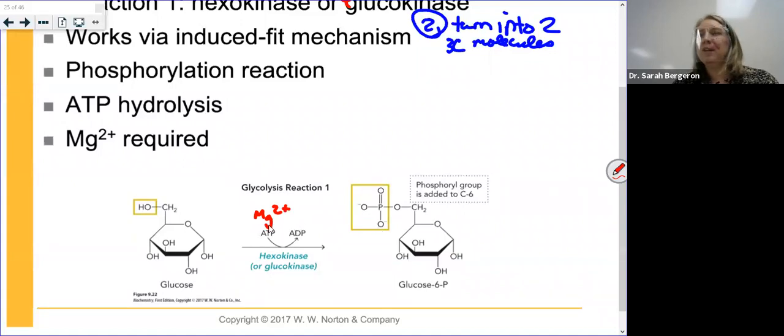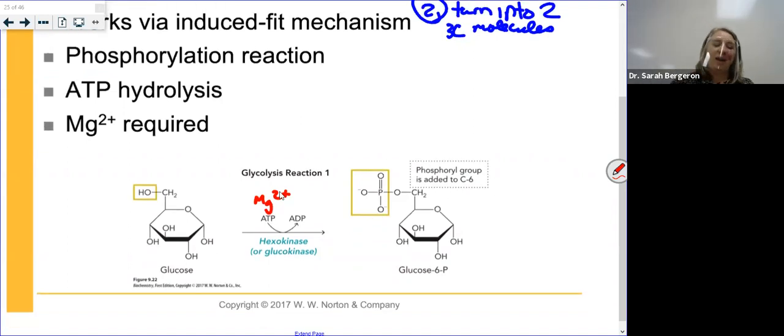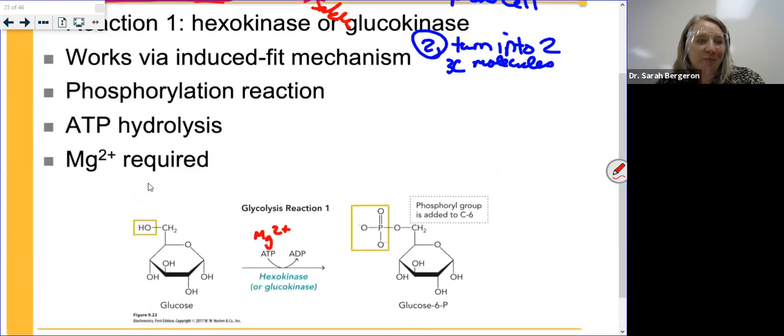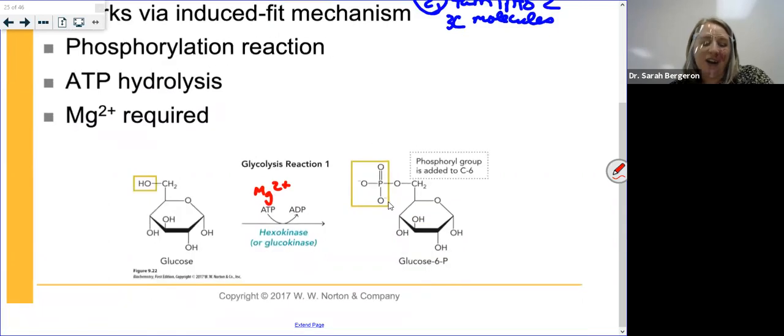-2. What's the charge on magnesium? +2. Kind of makes sense, right? So it's to shield those negative charges in order to allow these reactions to go. So if you don't have magnesium 2+ there, the reaction's not going to go, right? Okay, so this is our first step. We're just adding a phosphate to our glucose, and we're going to make glucose 6-phosphate.